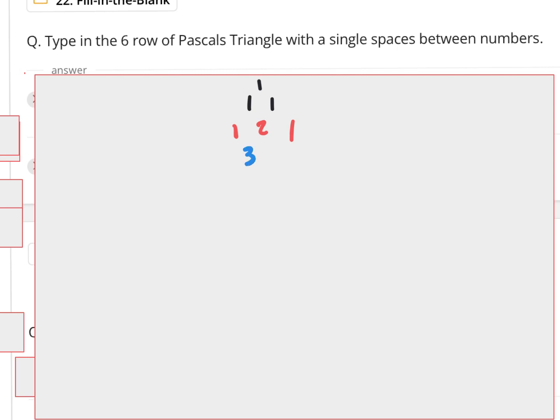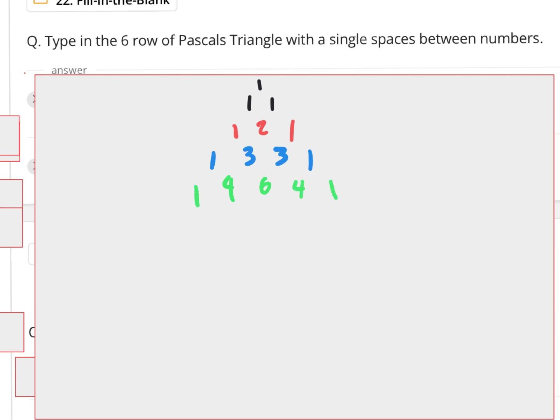2 plus 1, that's 3. And of course you put outside ones again. And then you go in and do 1 plus 3, that is a 4. 3 plus 3 is 6. 3 plus 1 is 4. Put ones on the outside again.